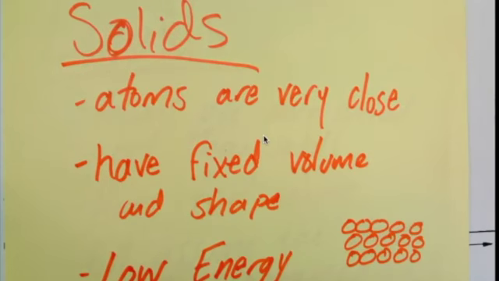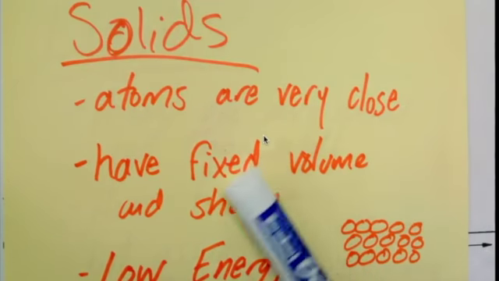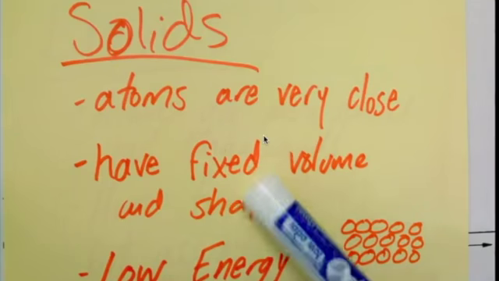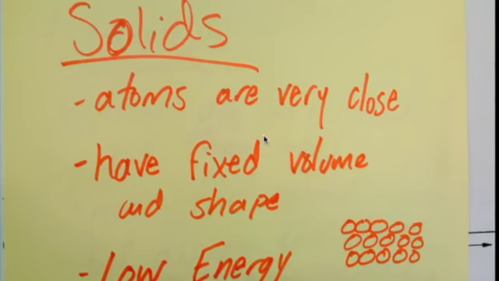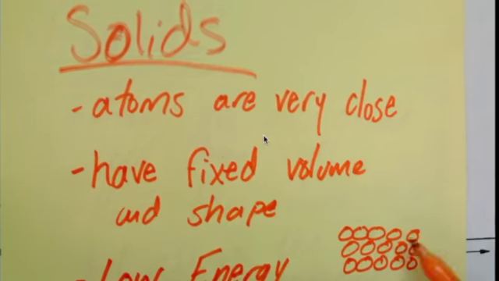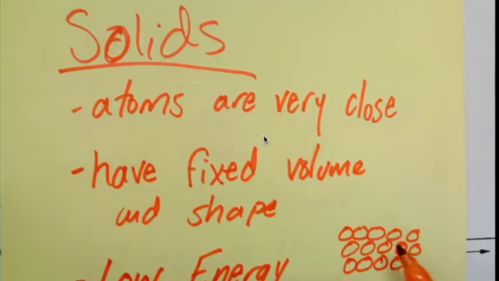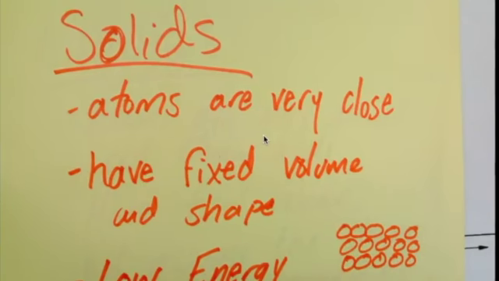So this marker is a solid. It's marker shaped, it always is, regardless of what I do with it, and it takes up a certain amount of space. These solids during this phase of matter have relatively low amounts of energy. So remember, atoms are always moving around and vibrating and whatnot, but in solids, they're not moving quite as much. They're never perfectly still, but they just like to hang out together.